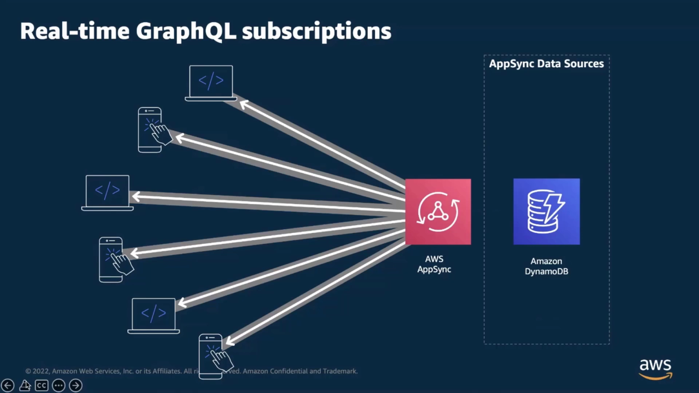After the data is saved to the data source, AppSync automatically broadcasts the data to all connected clients. Each client can have different selection sets defined. For instance, a client might just need an ID, while other clients define an ID and a description, which means clients just receive the data they need.